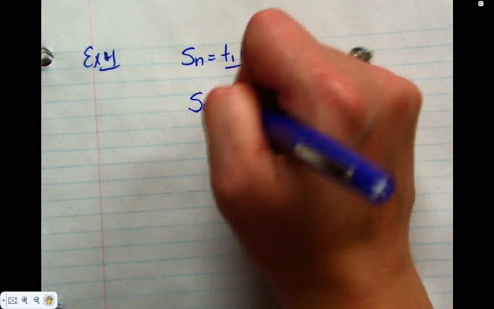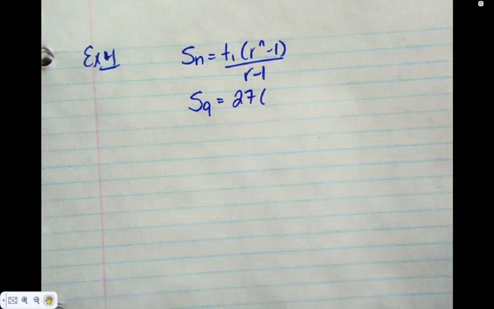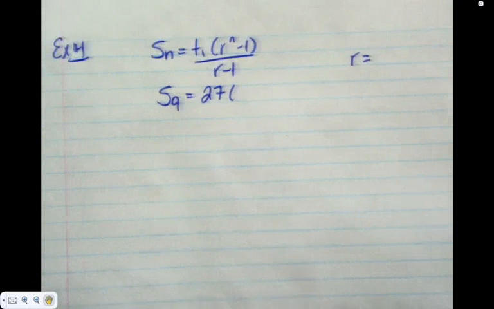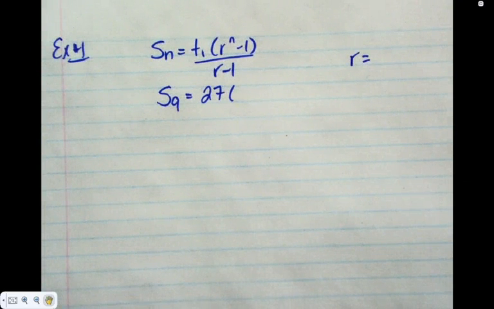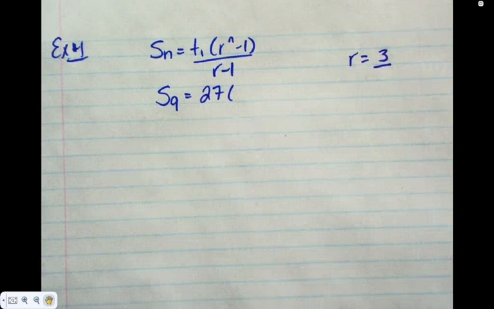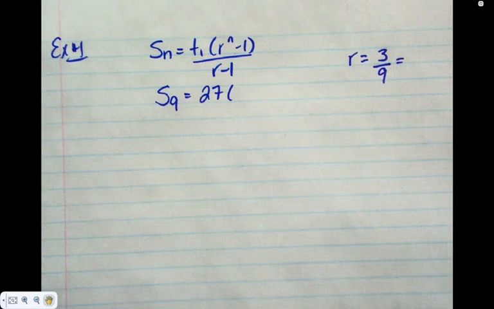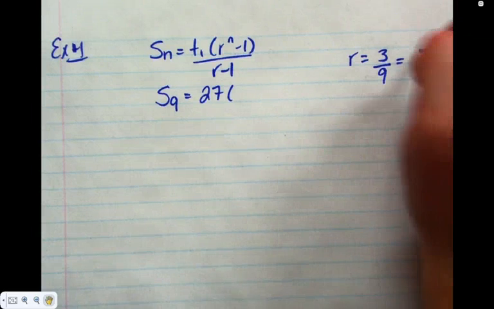T1 is given as 27. R, how do we find R? Take any term and divide by the previous. You don't have to show it, but I'm just going to show you off to the side where it's coming from. Do you want to use 9 or do you want to use 3? 3? Okay, divide by the previous term. What's the previous term? 9. Reduce 3 over 9. 1/3.